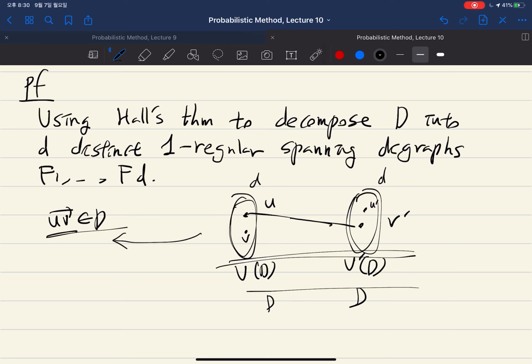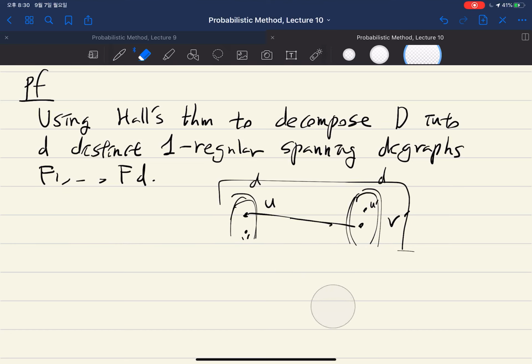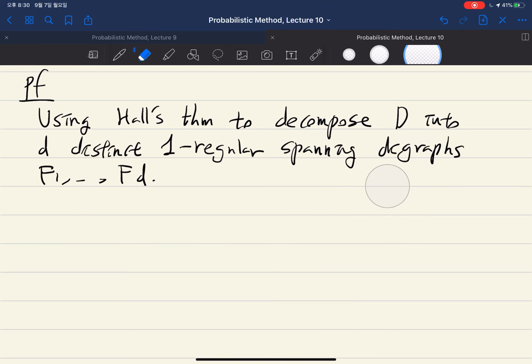digraph. So here you have a D-regular bipartite graph, whose edges can be colored with D colors. So you decompose the edges into D perfect matchings, and each perfect matching corresponds to a one-regular spanning digraph here. So that's the typical way of applying Hall's theorem to prove this.